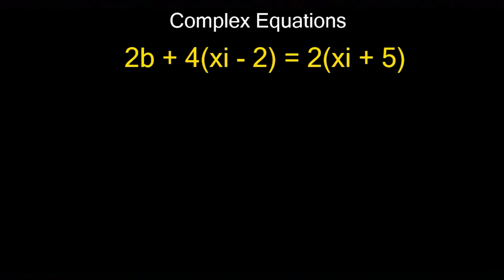All right, let's go ahead and try a few more examples. All right, here's my next example. Same thing. We want to simplify it down before we do anything. Distribute the 4 here, and then distribute the 2 here. Okay, and then let's rewrite it.